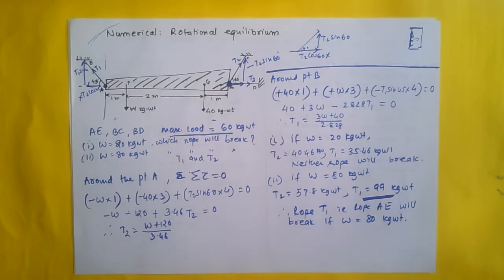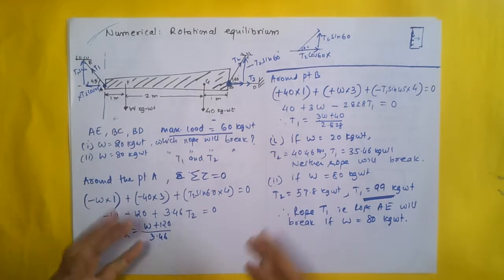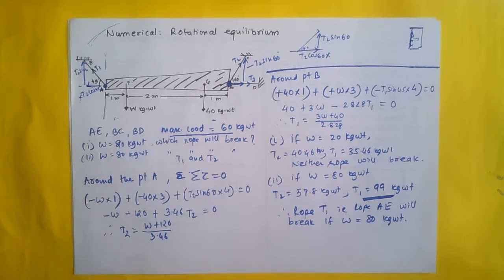So this is how we have used rotational equilibrium, sigma tau is equal to 0, to identify what is the tension created in the supporting ropes and which one will break under different conditions.